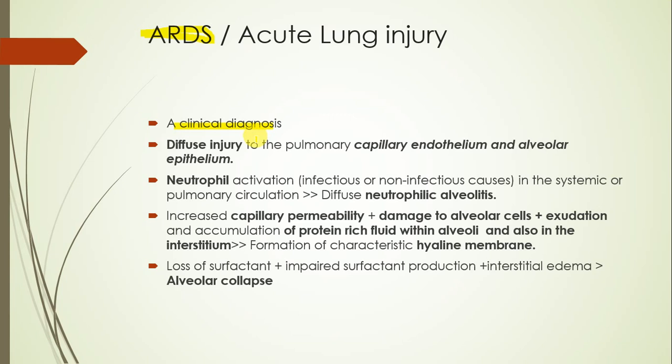What happens in ARDS is a diffuse injury to two structures: the capillary endothelium of the pulmonary circulation and the alveolar epithelium. This injury is mainly driven by neutrophils. For example, there are systemic conditions such as sepsis. In this patient, you can see he had developed urosepsis, which led to a systemic inflammatory response, probably with neutrophilia. Those neutrophils are activated and sequestered in the pulmonary circulation, leading to a neutrophilic alveolitis.